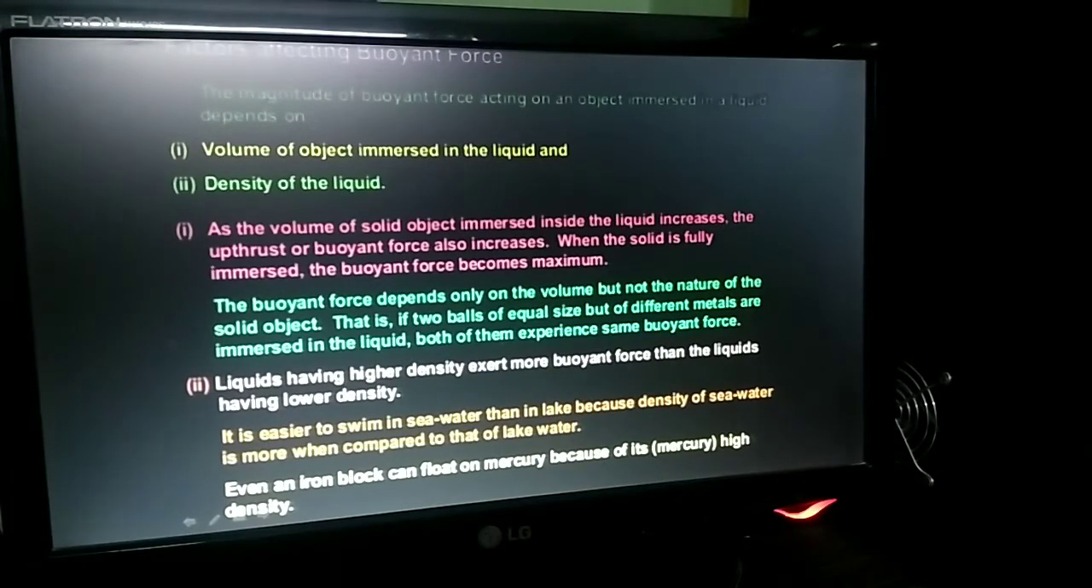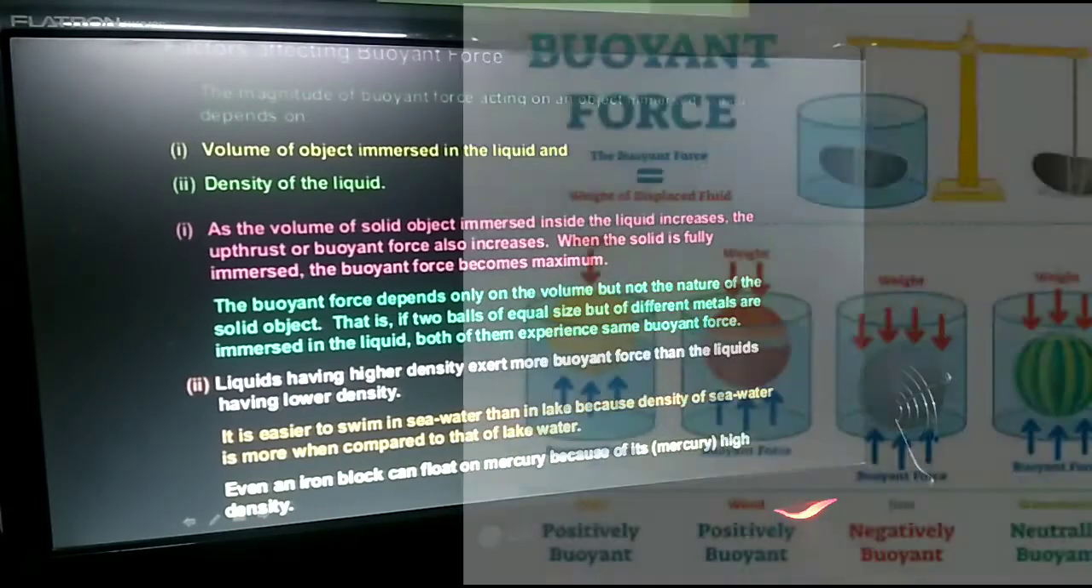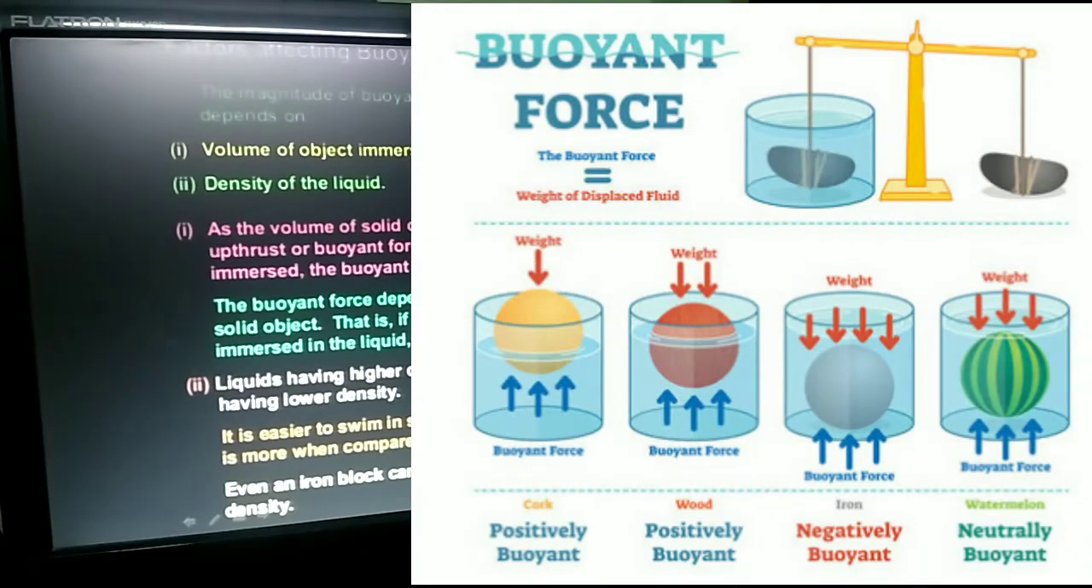Now, what are the factors affecting buoyant force? The magnitude of buoyant force acting on an object immersed in a liquid depends upon the volume of the object immersed in the liquid and the density of the liquid. As the volume of a solid object immersed inside the liquid increases, the upthrust or buoyant force also increases. When the solid is fully immersed, the buoyant force becomes maximum. The buoyant force depends only on the volume but not the nature of the solid object.